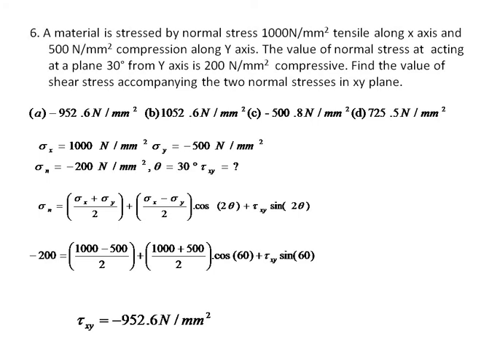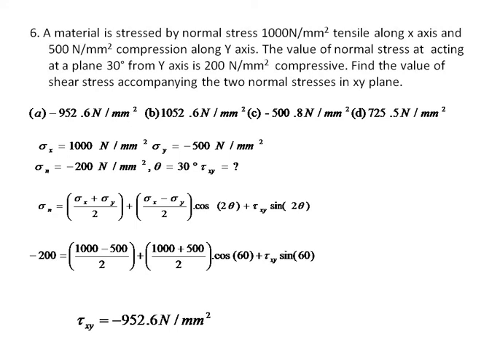So that indicates the sense of shear stress, positive direction or negative direction, that is clockwise shear or anti-clockwise shear, whatever it may be, right? So this is the value of shear stress acting here. So we have found that tau xy, and the option is again minus 952.6 Newton per mm square.